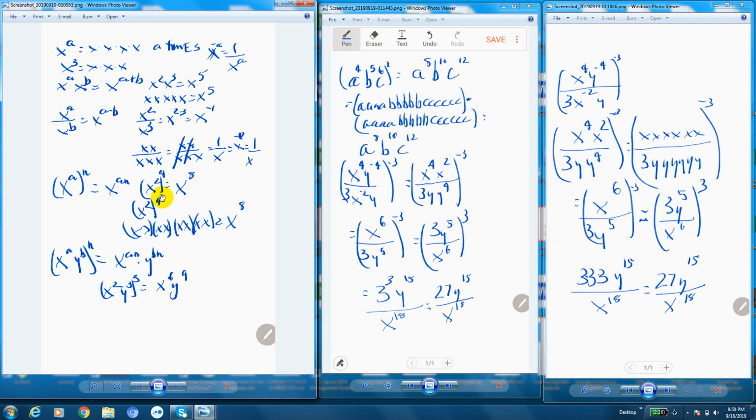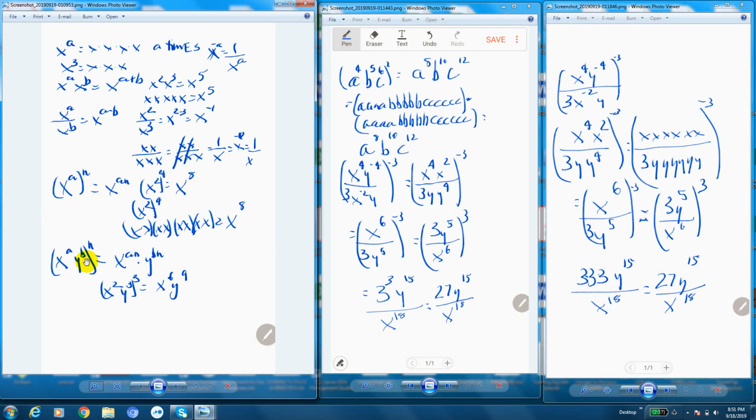X squared to the fourth power is, you have x squared, which is x times x, and you have to do that 4 times. X times x, x times x, x times x. Now you have x how many times? 1, 2, 3, 4, 5, 6, 7, 8. X to the eighth power. Okay, so x squared to the fourth power is x to the eighth power. X to the a to the nth power is x to the a times n.